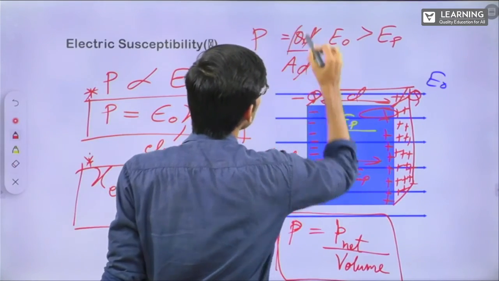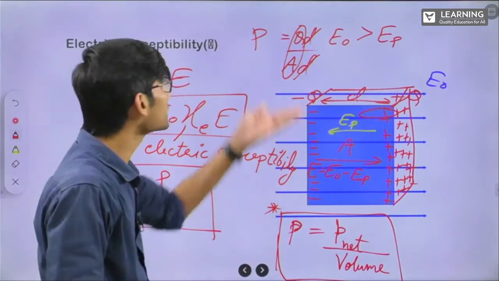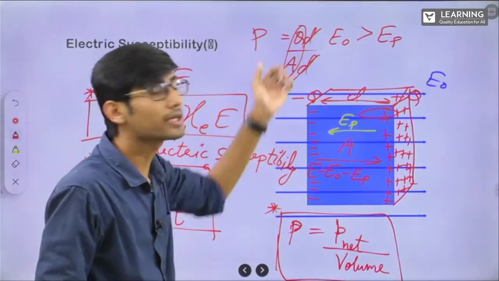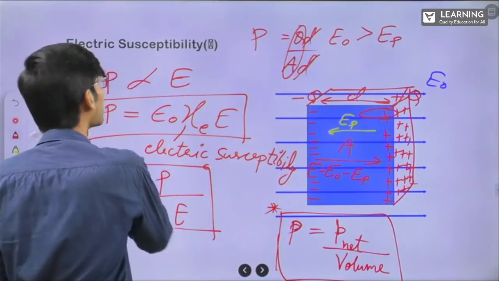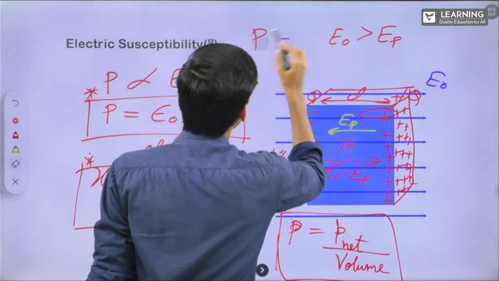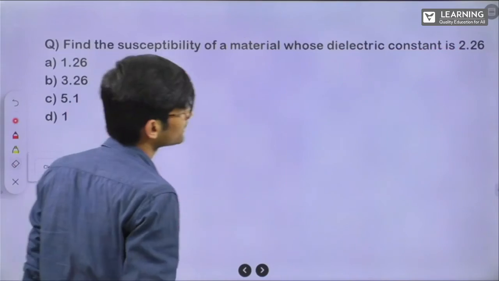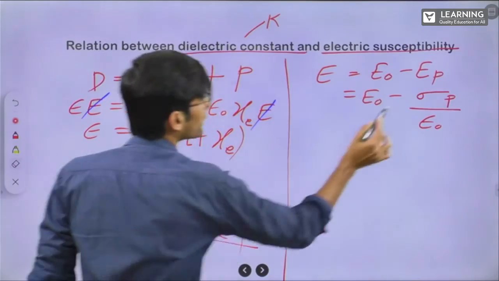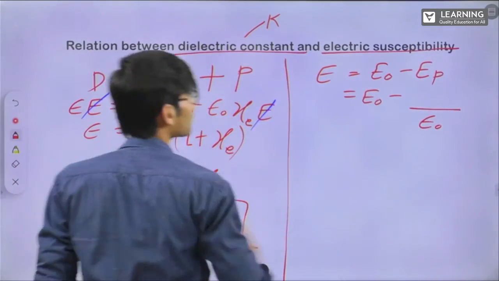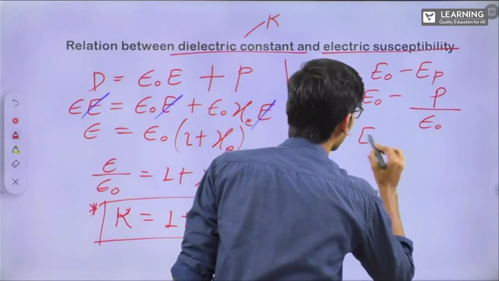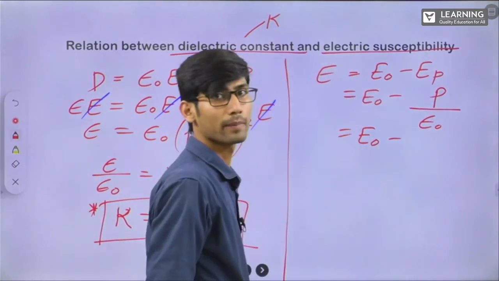And D will be cancelled, leaving charge per unit area. This is charge per unit area. Charge on these sheets per unit area is polarization, right? So now that sigma, I can replace by P. Correct? What is P?